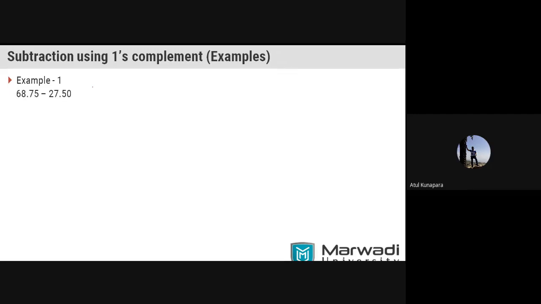So example 1, let's say you want to perform 68.75 minus 27.50. When you want to perform this in decimal, you can get the answer, that is 41.25. But if you want to do this subtraction in the binary system with our digital circuit, how can we do that? For that, you have to obtain the first complement form of the 27.5, and also you need to get the binary number of 68.75.